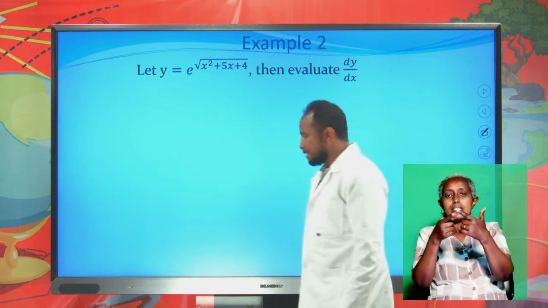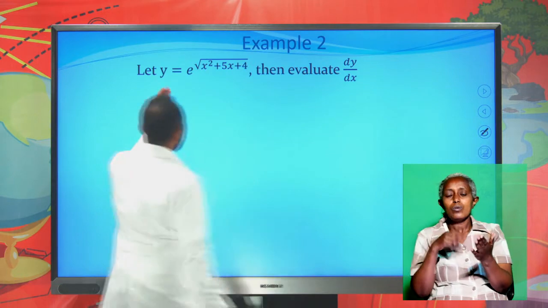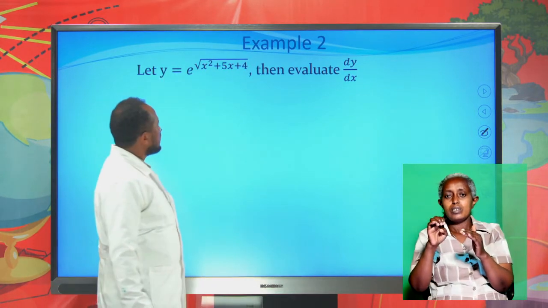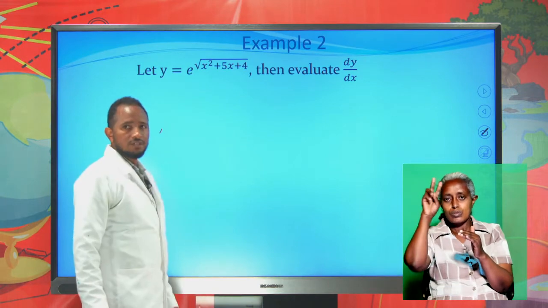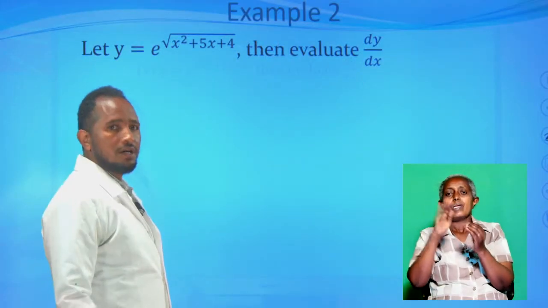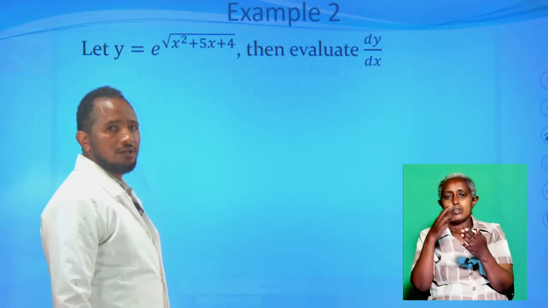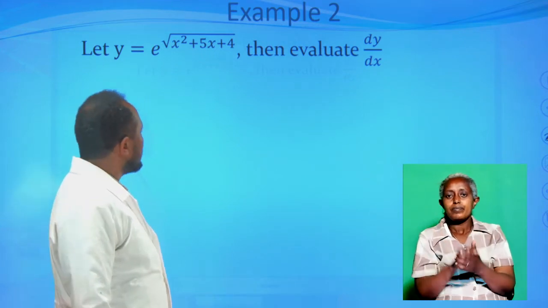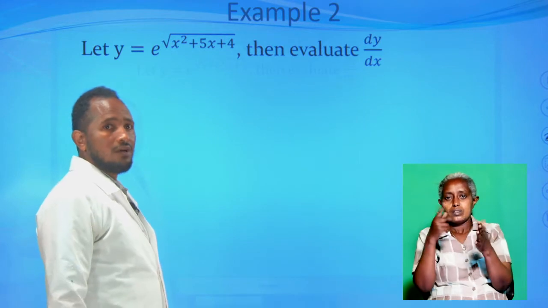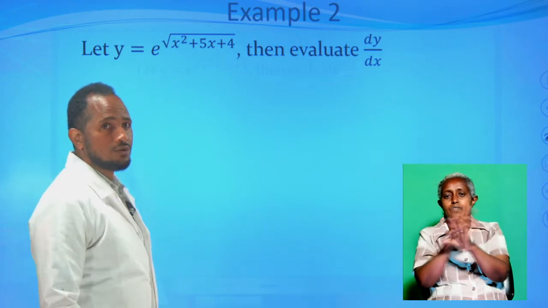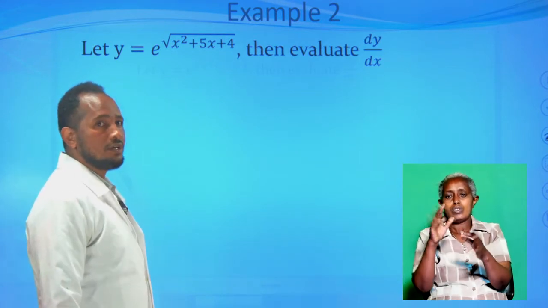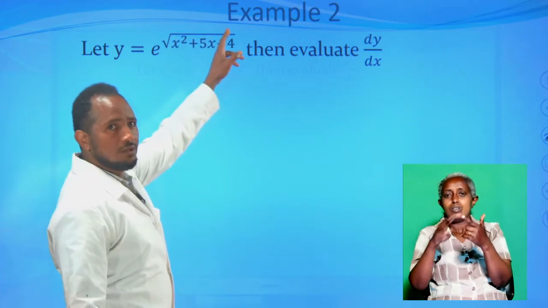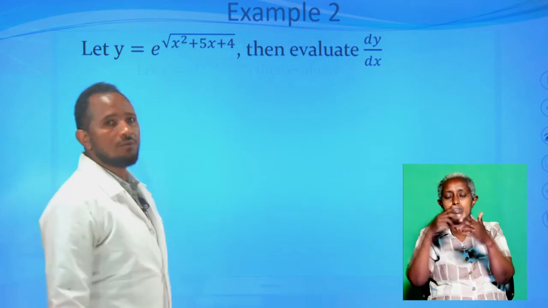Second example, we have this one. Let y be equal to e raised to the square root of x squared plus 5x plus 4. Then you are asked to find dy by dx. Here you can see that we have three functions. This is the composition of three functions. First, the exponential function e raised to x. Second, the square root function. And then the inner function, the polynomial function.